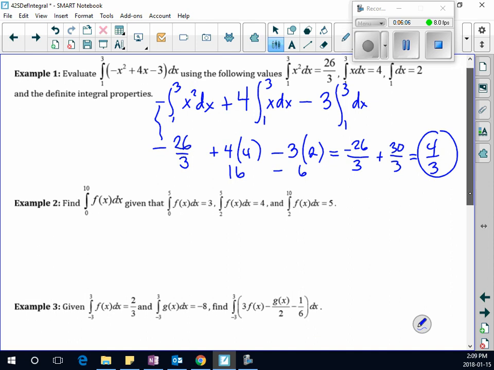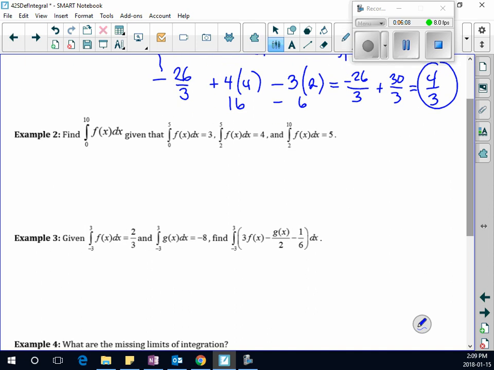Okay, so do you want to try the next one? The next one uses how we take apart from 0 to 10. Do you know from 0 to 10? There's a 2 and a 5 and all that between. Do you see we can actually make an integral of 0 to 10 with these values? So what would we try to do here? From 0 to 10 of f of x dx.